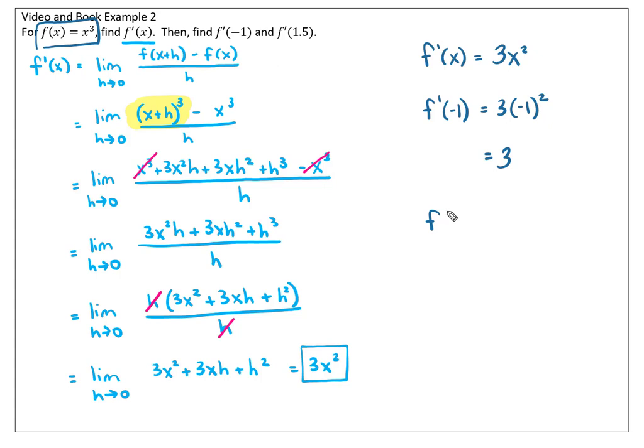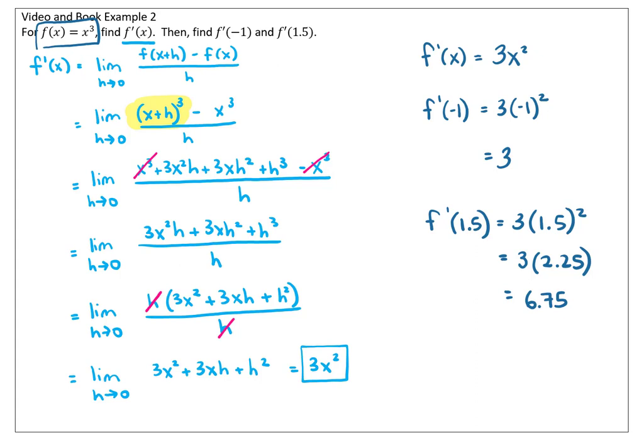And then f prime of 1.5 is 3 times 1.5 squared. That becomes 3 times 2.25, which is 6.75. This means that the slope of the function f at x equals 1.5 is 6.75. The derivative of the function is 6.75 at x equals 1.5.